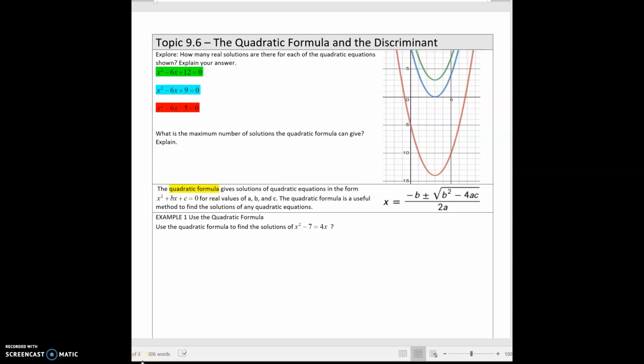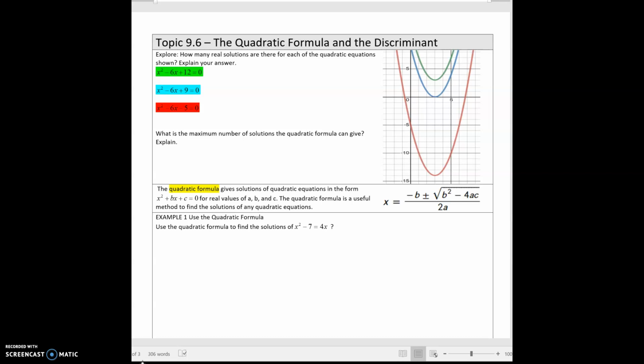Okay, 9.6, last section of chapter 9. So first I just want you to take a look at these three different graphs of quadratics and determine how many solutions they have and what is the maximum number of solutions a quadratic can have. So pause the video and think about that.